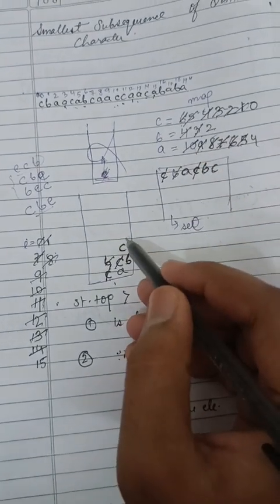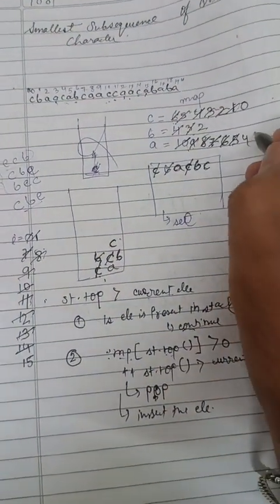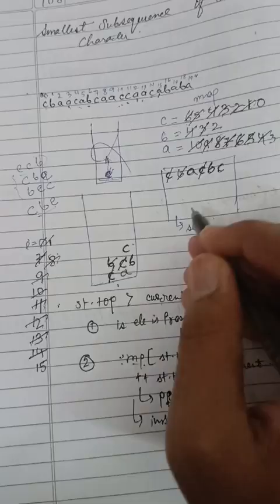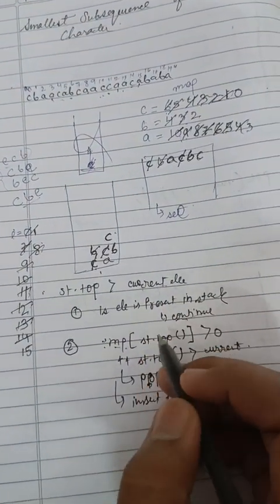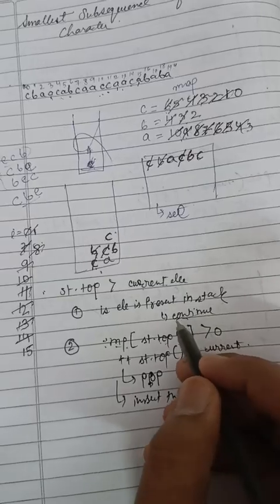A, decrease the frequency of A. Now it will be 3. A is smaller than C, so is A already present in stack? Yes, then continue.